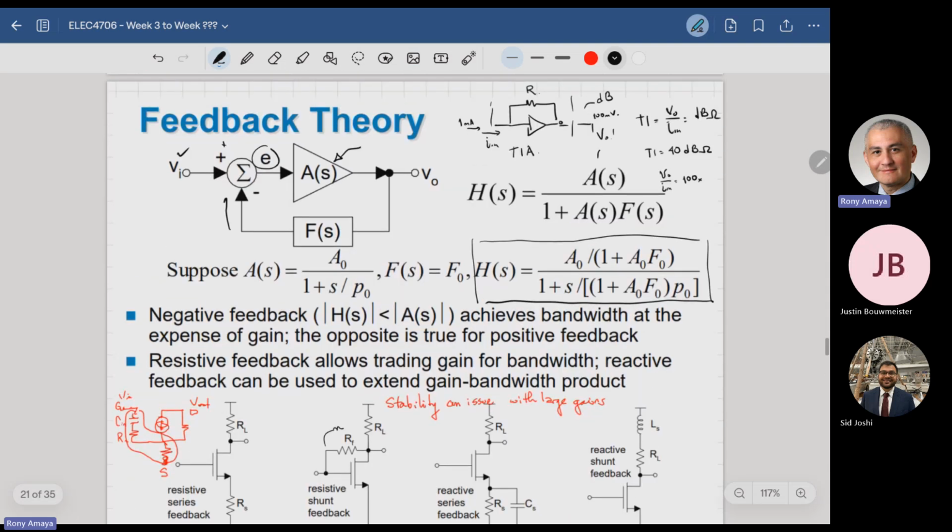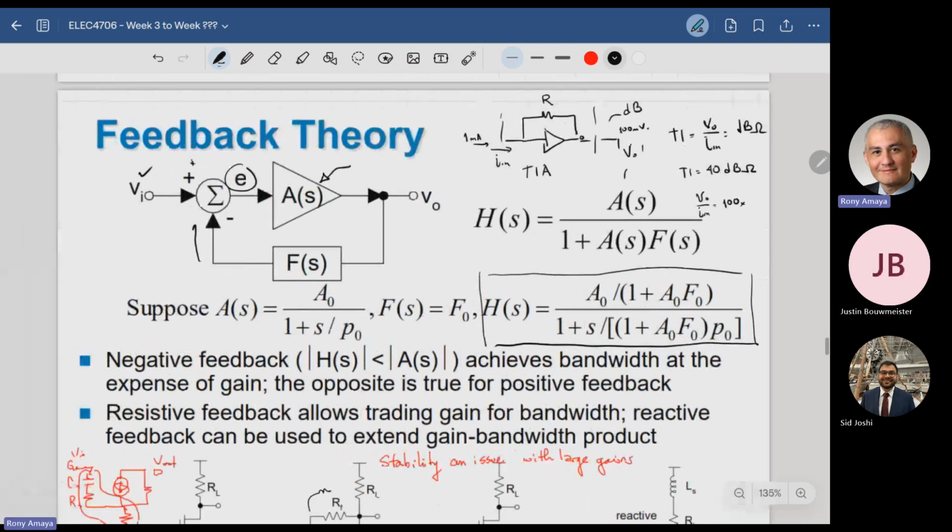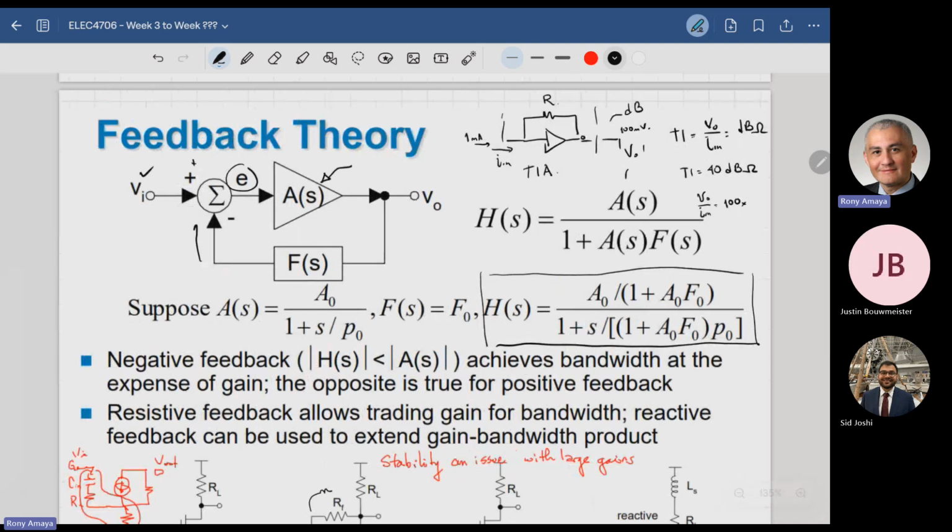We talk about feedback theory. Do we know what we're doing here? One of the questions in the assignment talks about this. The basic equation is shown right here. You have the starting transfer function, H(s) equal to A(s) over 1 plus A(s)F(s). If you look at the DC function of it, A(s) is equal to A naught over 1 plus s divided by p naught, where p naught is the dominant pole of the system, and F(s), the feedback factor, is equal to F naught.